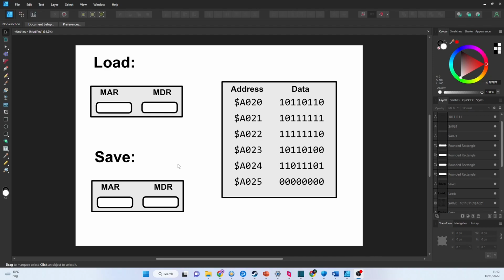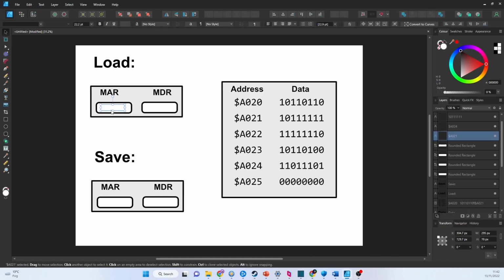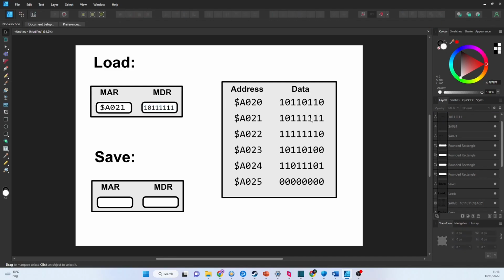So the MAR and the MDR work as a pair. Their job is to either load or save something to and from RAM. So let's look at load. How load works is, if you want to load something from RAM, let's say you want to load this data here, you place the address you want to load from in the MAR, and then the control unit will send a signal called a memory read, and that will read in the data stored in that address and store it in the MDR. So that has magically appeared in there.